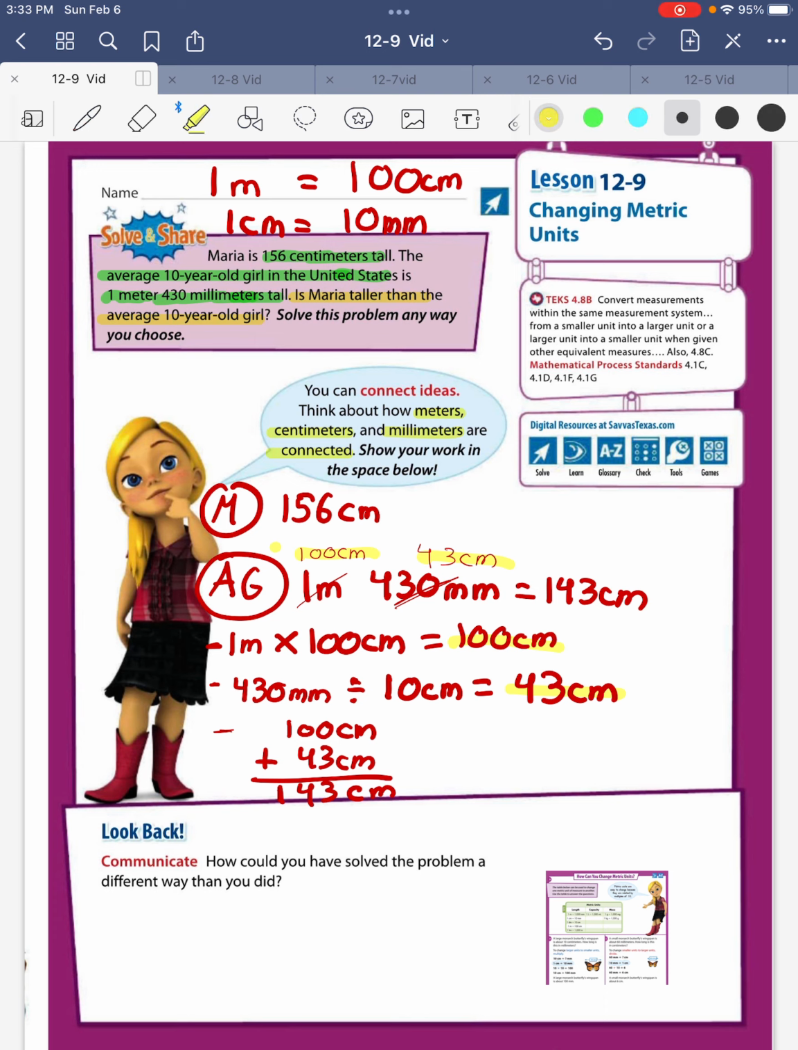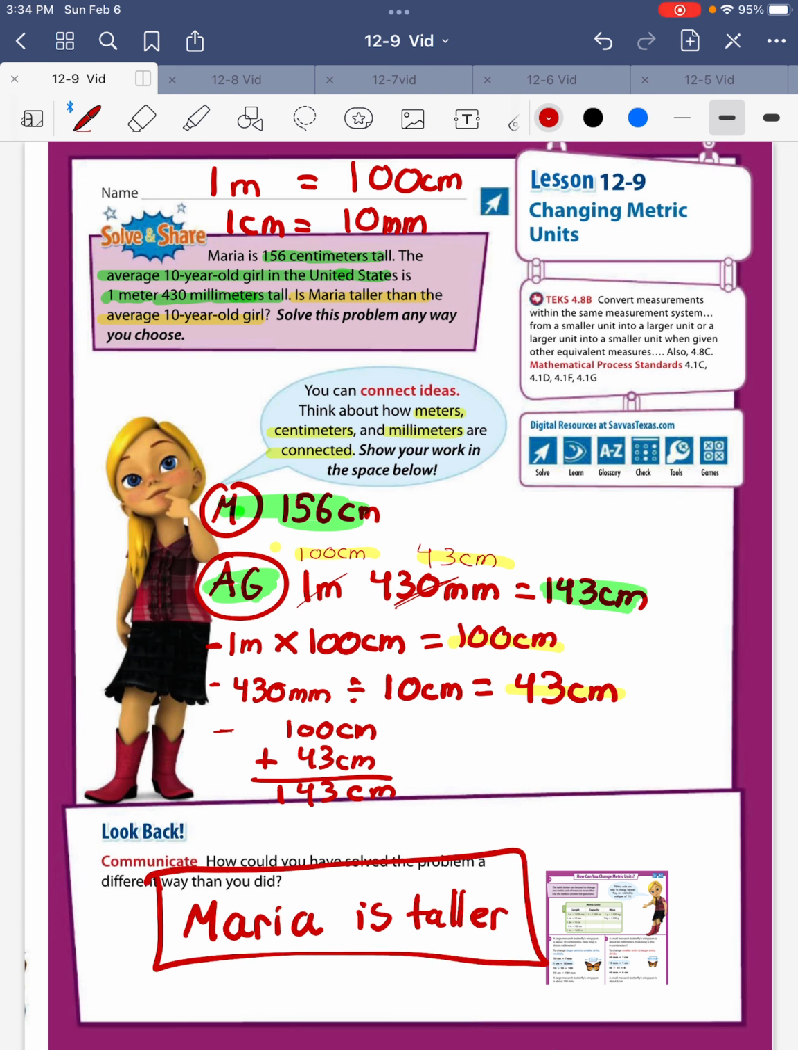So now that I know that Maria is 156 centimeters and the average girl is 143 centimeters, they both have the same unit, so now I can compare them. Which one is taller? Okay, well, 156 is bigger than 143. So that means that I'm going to put it down here. Maria is taller. Okay? And that is how you do that.